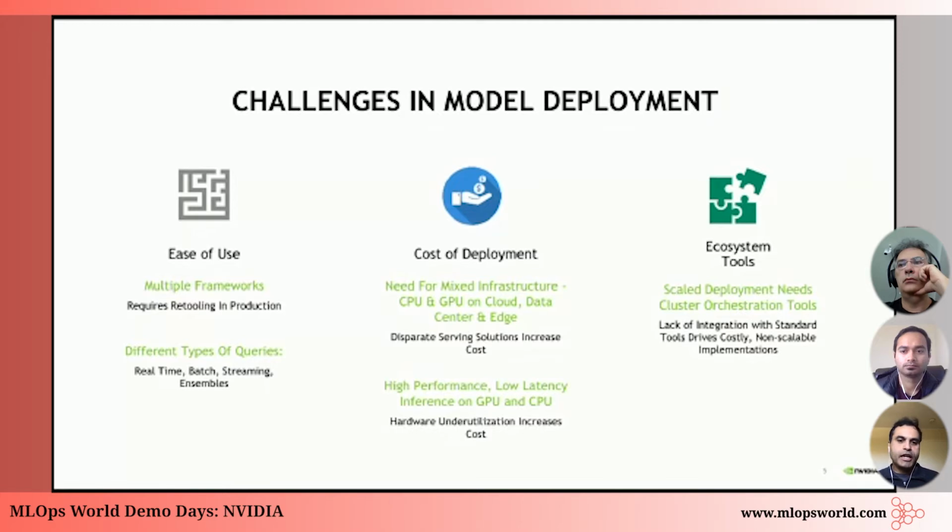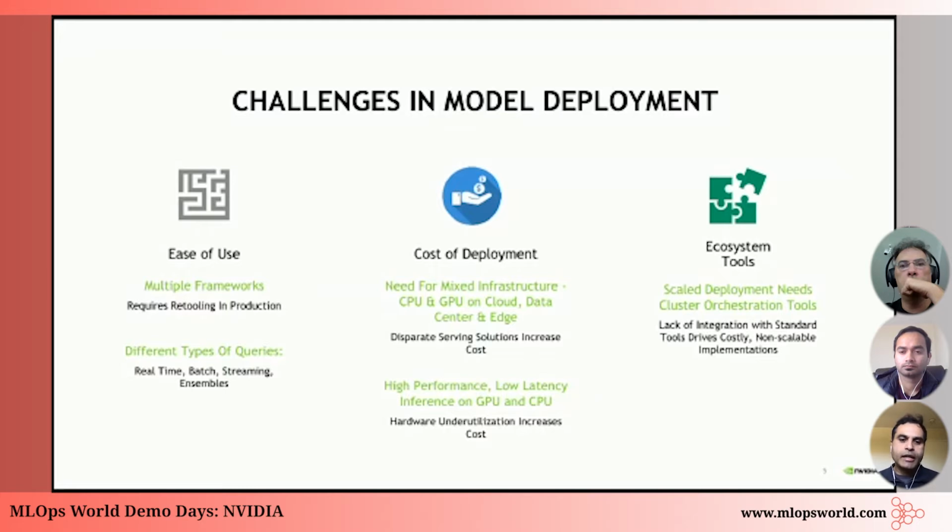The third and fourth challenges are related to cost. There is a need for mixed infrastructure, meaning some inferences can run on CPUs, some need GPUs, and they can run in a cloud or data center, or on an embedded device. And there are different deployment environments. If disparate solutions are developed for each one of them, that increases the overall cost of inference and model deployment.